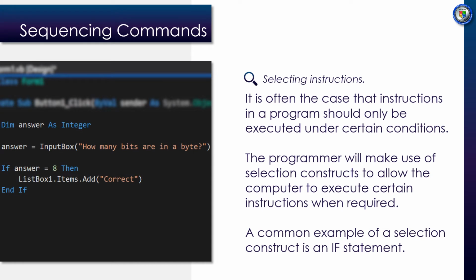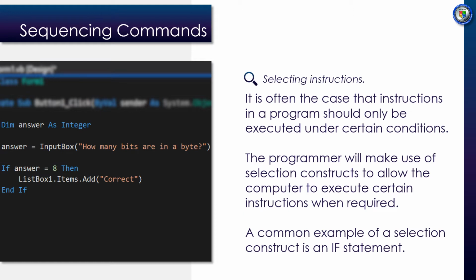Sometimes we don't want all of our instructions to be executed at once. There are times when we only want instructions to be executed when certain conditions are met. The developer will make use of selection constructs to do this. This allows the program to make decisions based upon whether input from the user meets a condition. An example of this is an if statement.